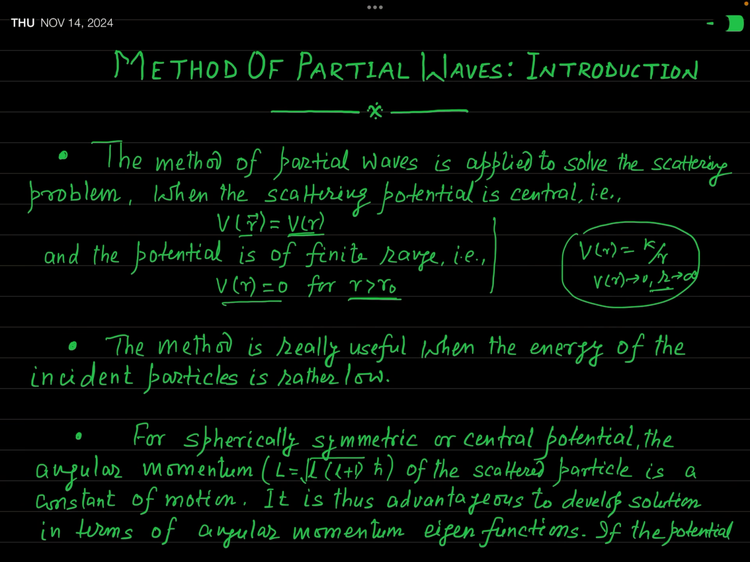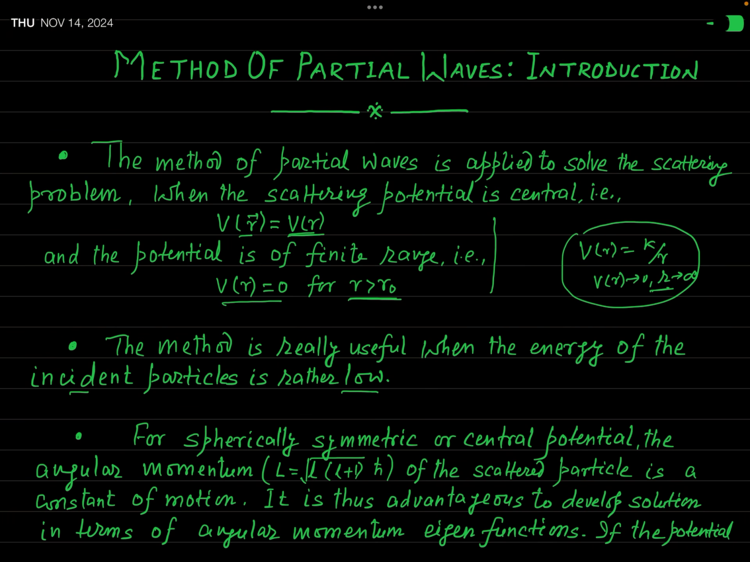You have studied in my nuclear physics videos different types of scattering problems, and there you have seen that when the incident particle has low energy or high energy, the nature of the scattering changes. Actually, the method of partial waves is applicable only when the energy of the incident particle is low. If the incident particle has very high energy, this method will not be applicable.